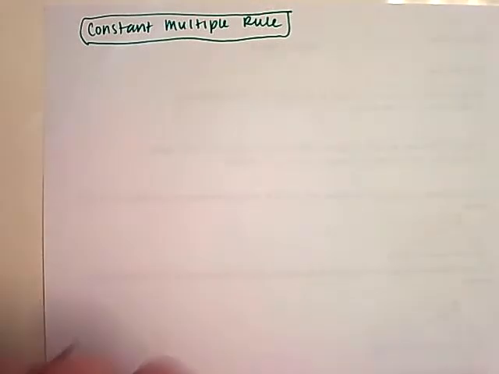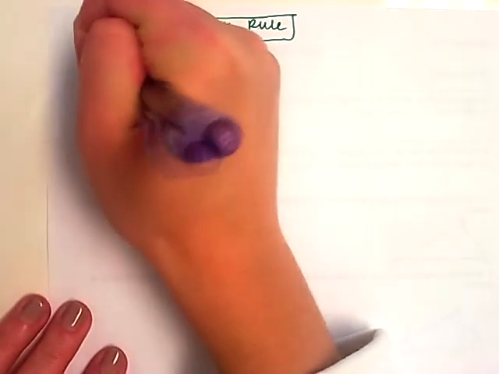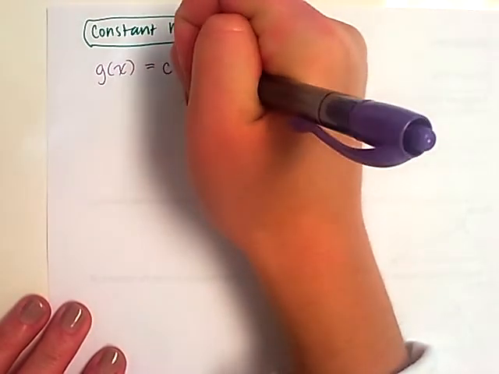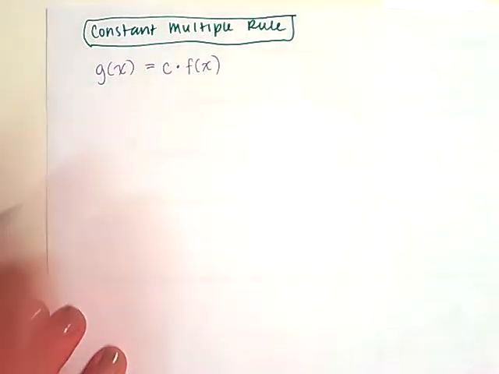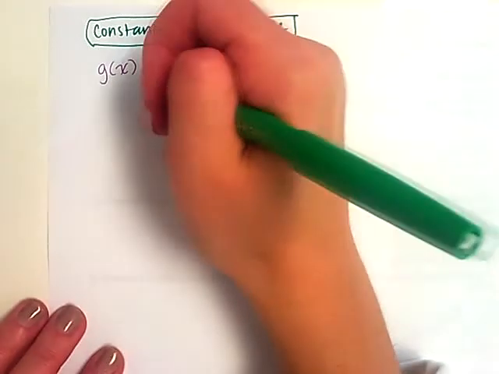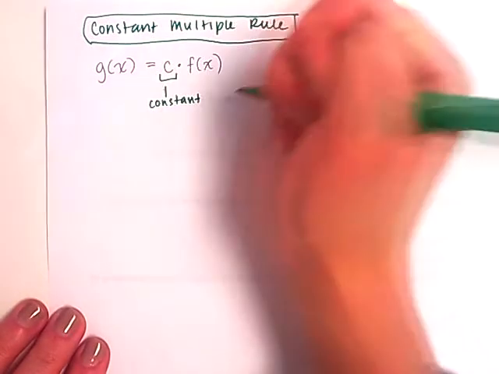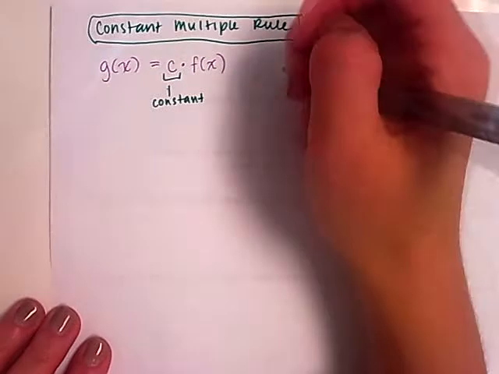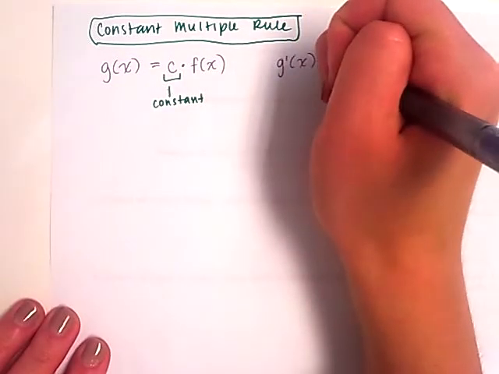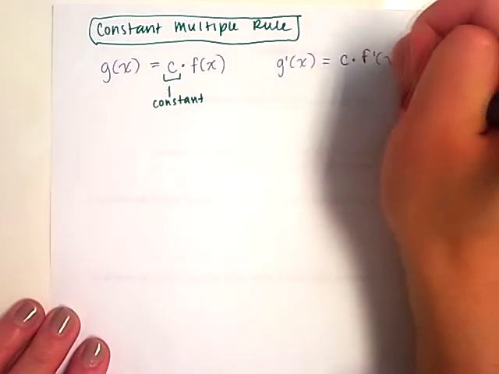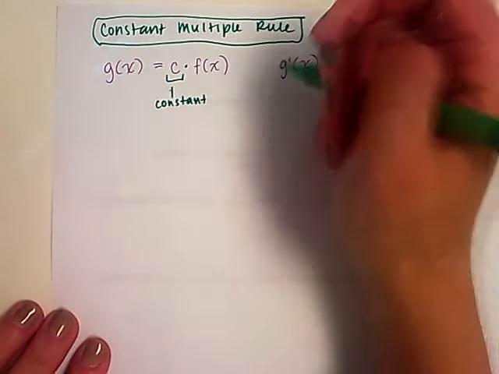So if I say g of x is some function that is c, a constant, times some other function f of x, then we would say g prime of x is exactly that constant times the derivative of the f of x function.